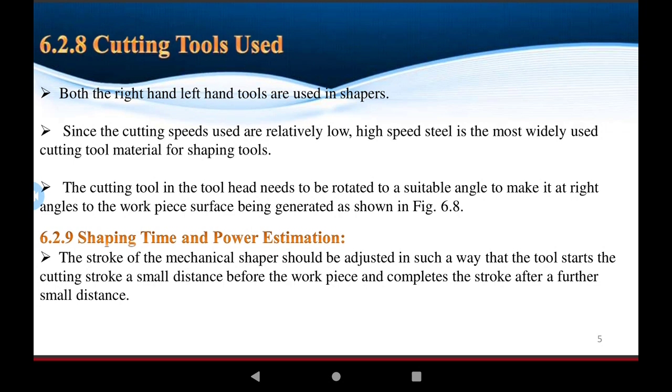The tool is rotated to the cutting speed, which is also defined, and the workpiece is completed with the stroke ending a further small distance after. The cutting stroke is completed over the length of the workpiece, and the stroke ends after a further small distance.